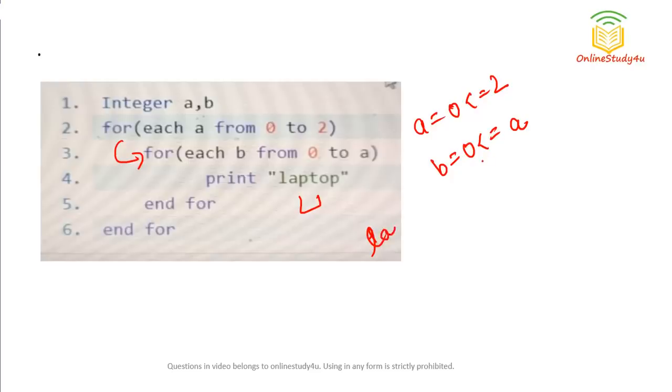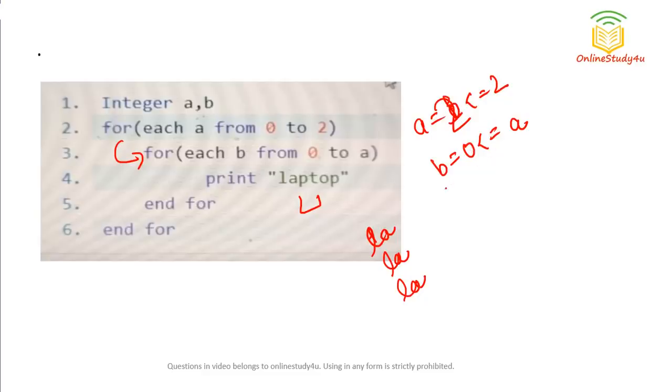Okay. Now b will be incremented, so we will come out of this loop. The a value will be 1 now. 1 less than or equal to 2, the condition is true, so this time we have b from 0 while b is less than or equal to 1. So 0 less than or equal to 1, yes, so laptop will be printed. 1 less than or equal to 1, laptop will be printed, and when b becomes 2, we come out of this loop. Now a will be incremented, that will be 2. 2 less than or equal to 2, yes, the condition is true.